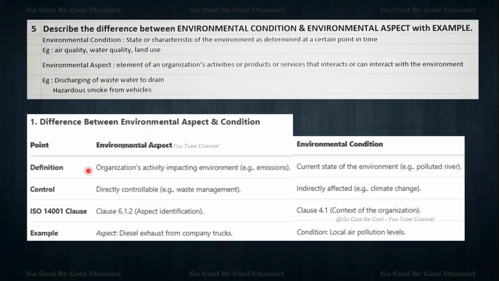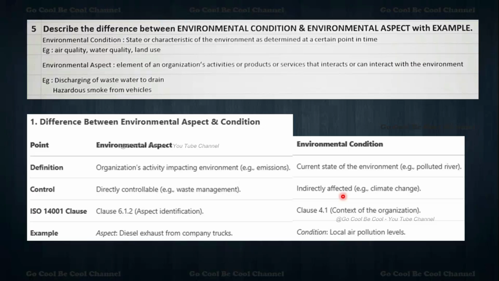Okay, now the definition, how we can write it here. We can also write it that way, because we don't get much space. It is all prescribed small areas only, so we can write it with the available space. The points here are definition, control, ISO 14001 clauses, and then example. Aspect: organization activity impacting the environment, example emission. Condition: current state of the environment, example polluted river. Control: aspect is directly controllable, like waste management; condition is indirectly affected, like climate change.